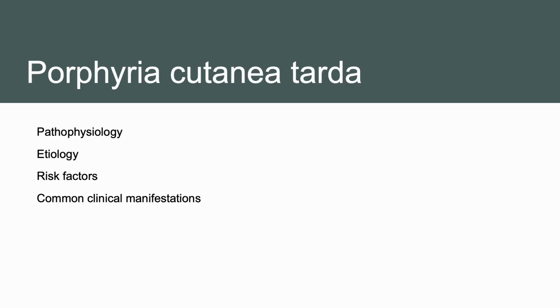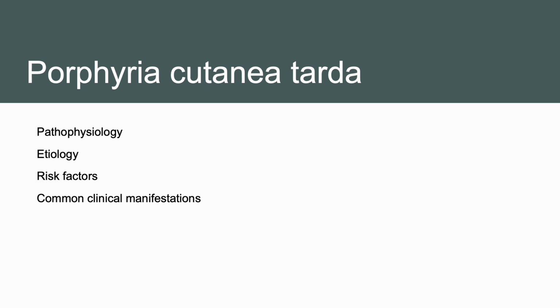Next, we'll talk about porphyria cutanea tarda. This is a deficiency of uroporphyrinogen decarboxylase, or UroD, leading to accumulation of porphyrins in the skin, causing photosensitivity. Etiology: this can be sporadic or inherited. Triggers include alcohol, estrogens, iron overload, and hepatitis C, with risk factors being genetic predisposition, alcohol use, hepatitis C infection, and iron overload, such as from hemochromatosis.